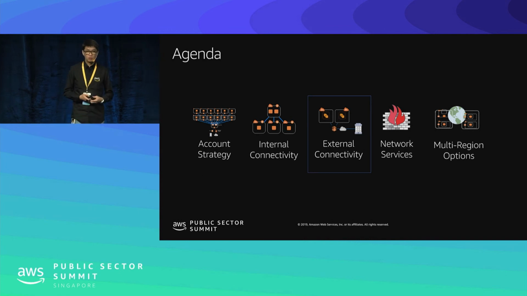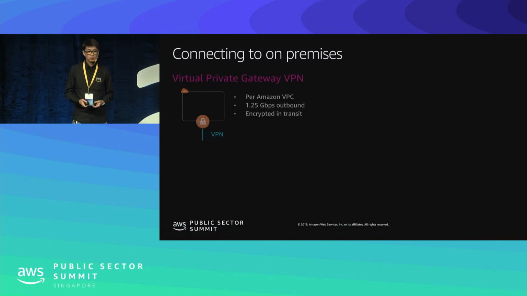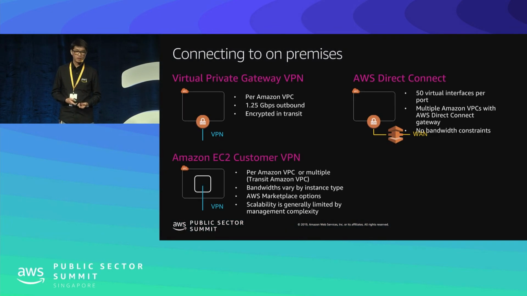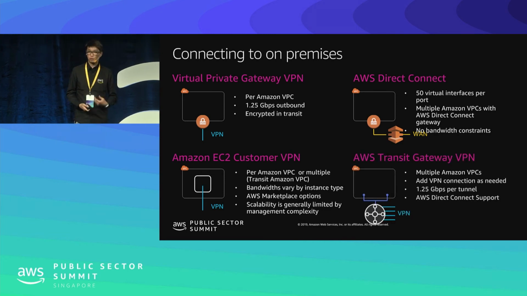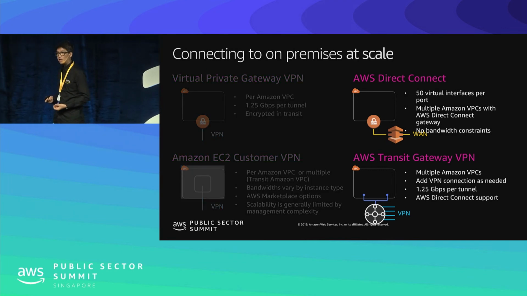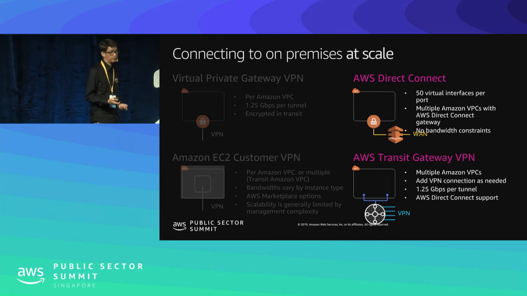Next, let's look at external connectivity. So this is no different: VPN gateway, Direct Connect. You can deploy your own VPN on an EC2 if you want to, or use Transit Gateway VPN. So in terms of scaling up, the only options basically are using Direct Connect and Transit Gateway VPN.